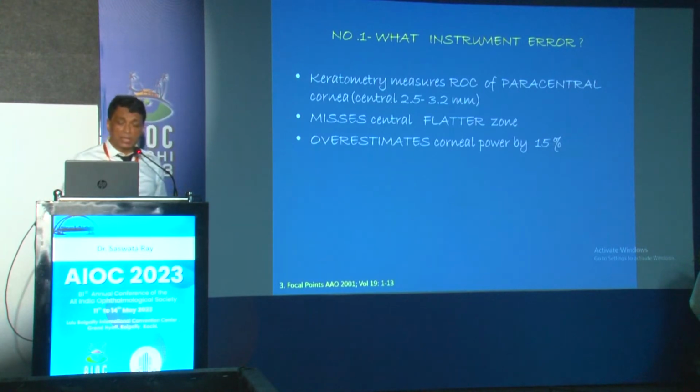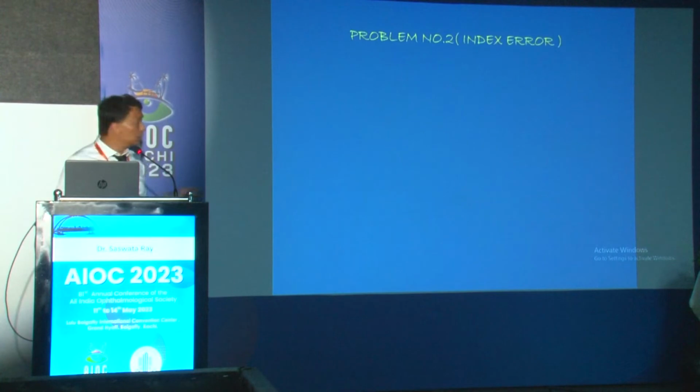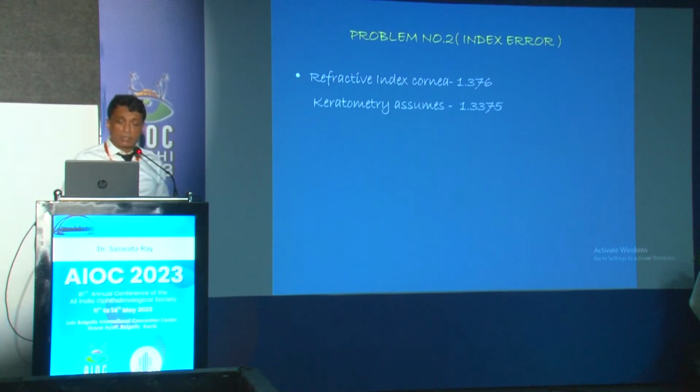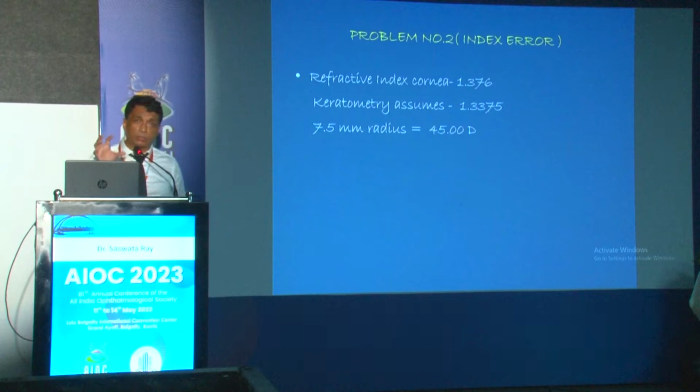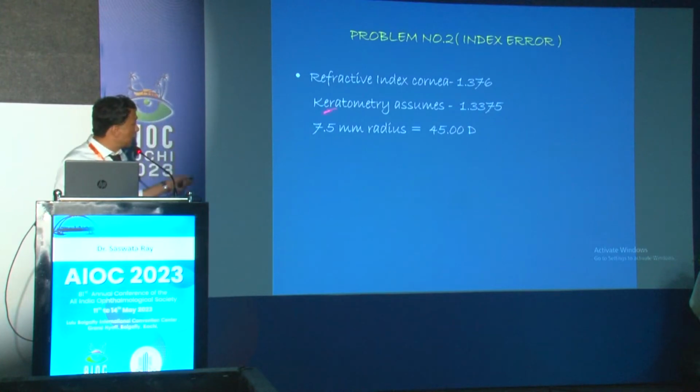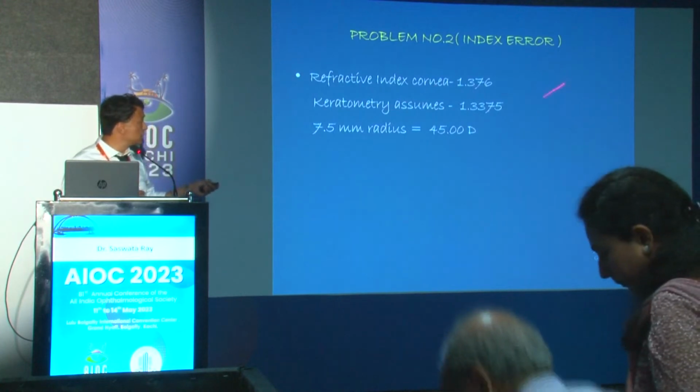Okay, that's one. And second is number two, index error. Index error has been talked about. See, the refractive index of the cornea is 1.376, but keratometry assumes it's 1.3375. Why is that? Because it makes life simpler, because it converts a 7.5 millimeter radius into a 45 diopter. You know that we cannot calculate the corneal power directly. We have to calculate from the radius. So if I take a 7.5 millimeter radius, it gives me a 45, which is this assumption.